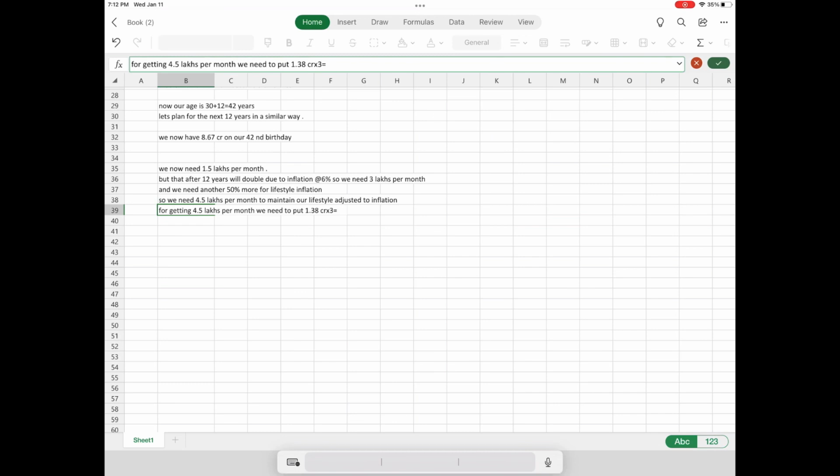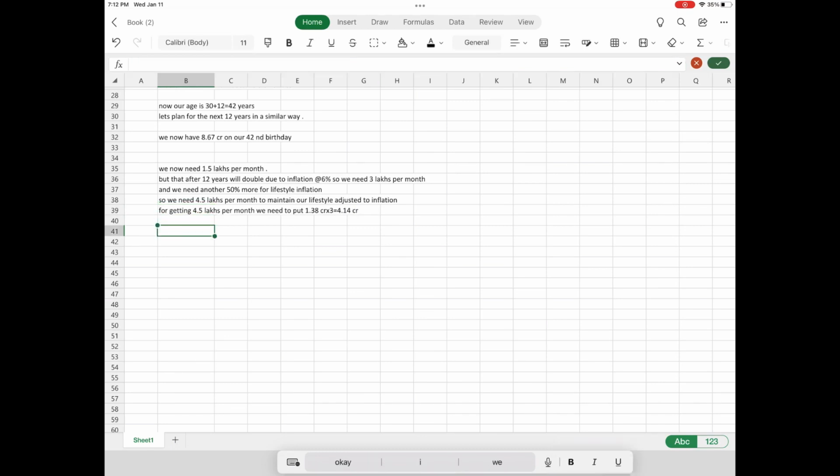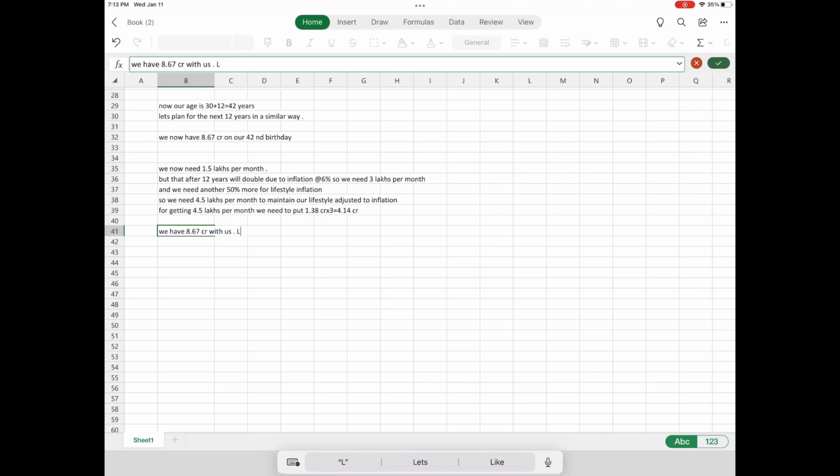So now we need, say, 1.38 crores. Earlier we had said 1.38 crores is what we require. So 1.38 multiplied by 3, because now from 1.5 our expenditure has become 4.5. So roughly we require around 4.14 crores in the bank. So out of that 8.67, I am going to take 4.14 crores and straight away put it in the bank at 8%, so that will take care of the next 12 years.